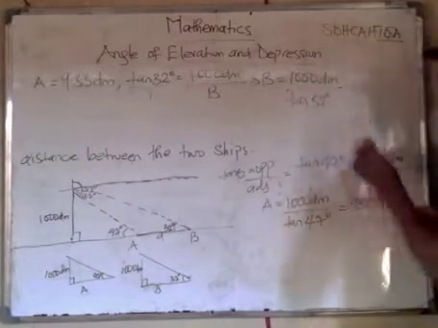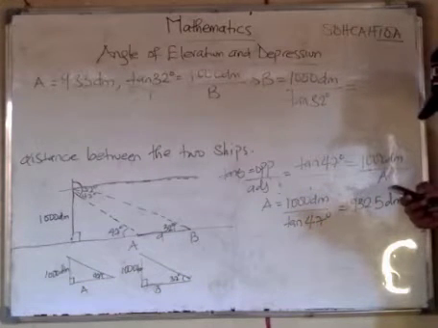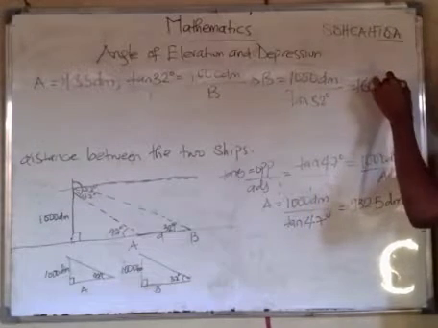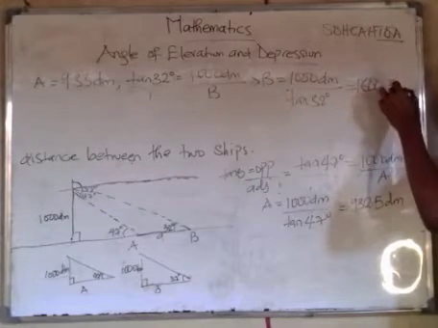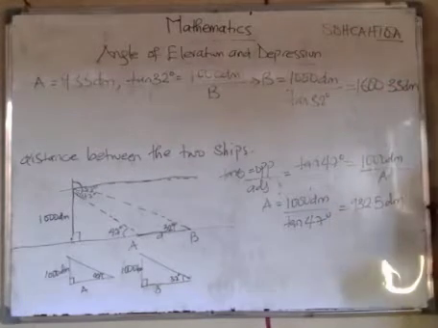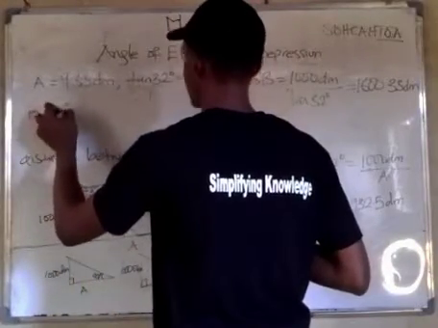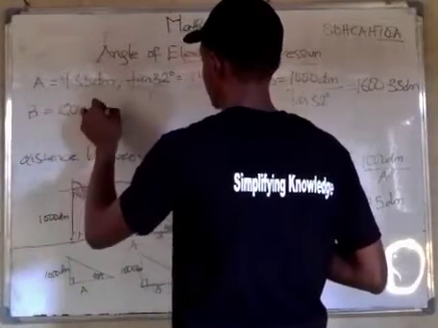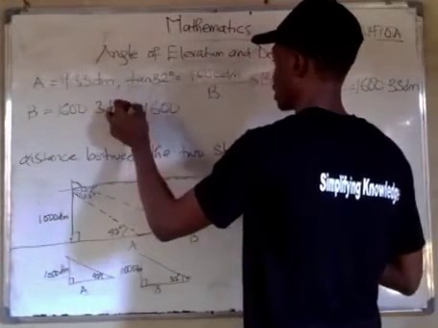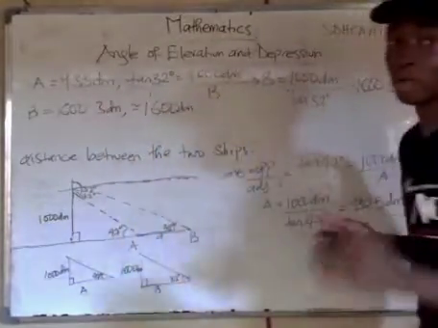So let me quickly calculate that. 1000 decimeters over tan 32. You should get 1600.33 decimeters. So we've gotten B as well, have we? 1600.3 decimeters. To round it up, it's going to be what? 1600 decimeters. But this is now our final answer.